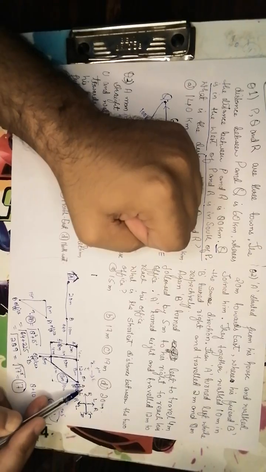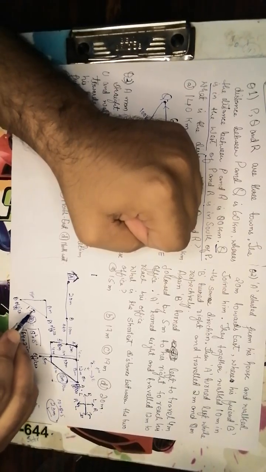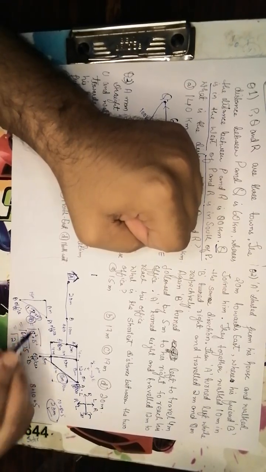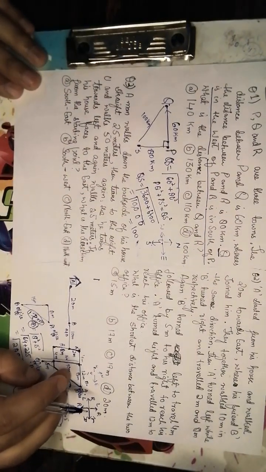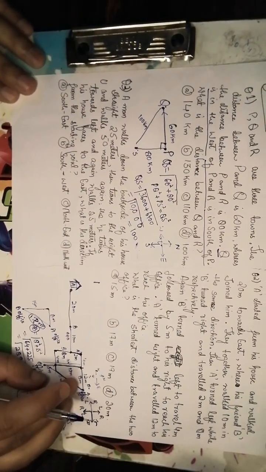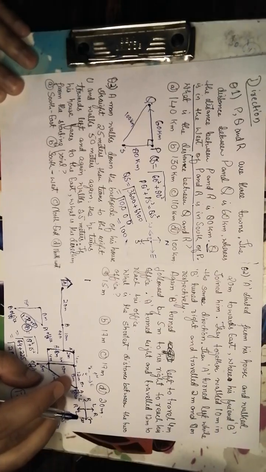Office of B to office of A. This is 17 meters. Got it? Now let's go to question number 3, which is also a very easy question. Let's solve it.